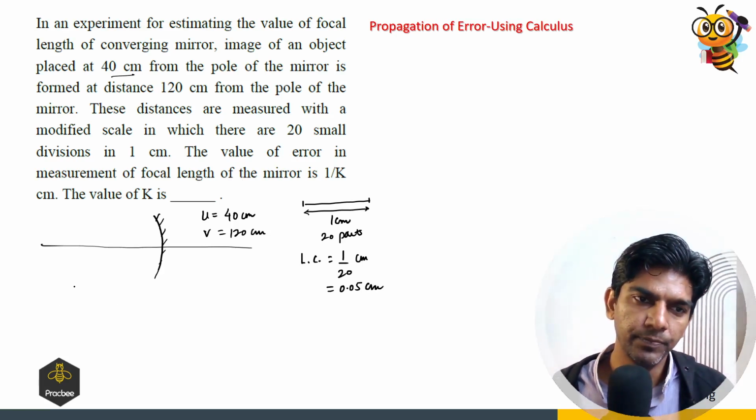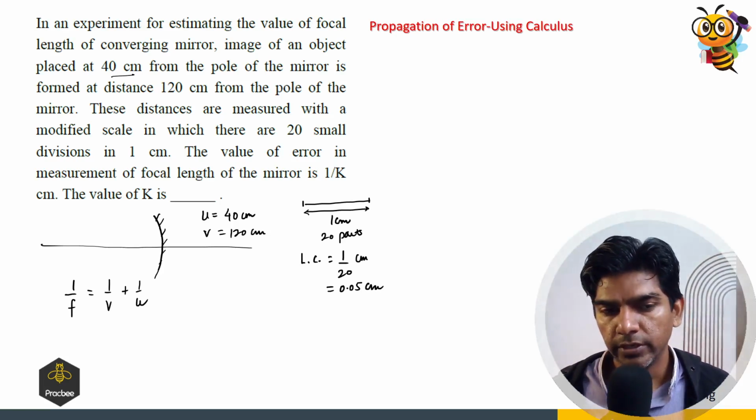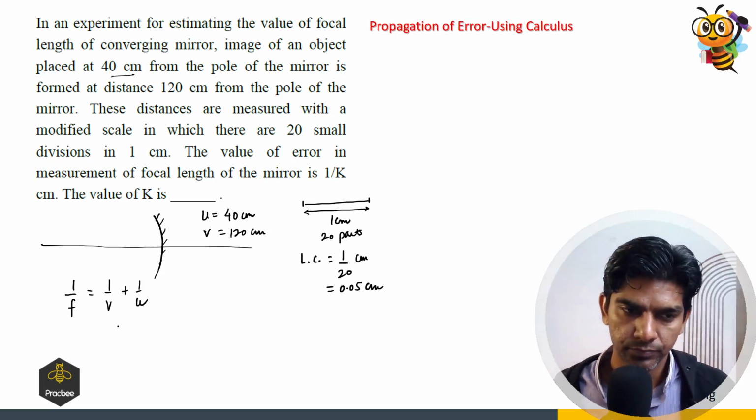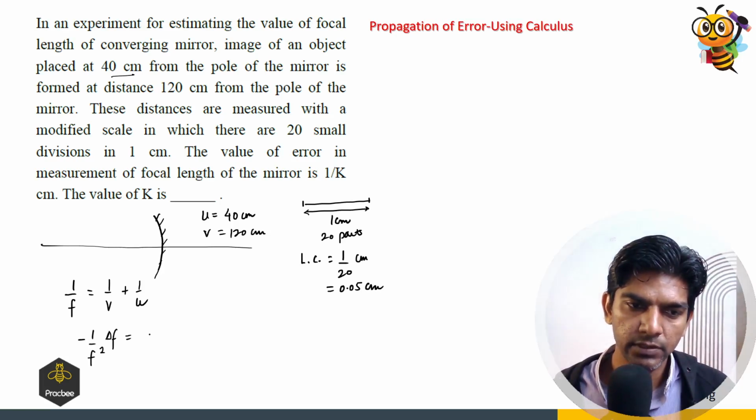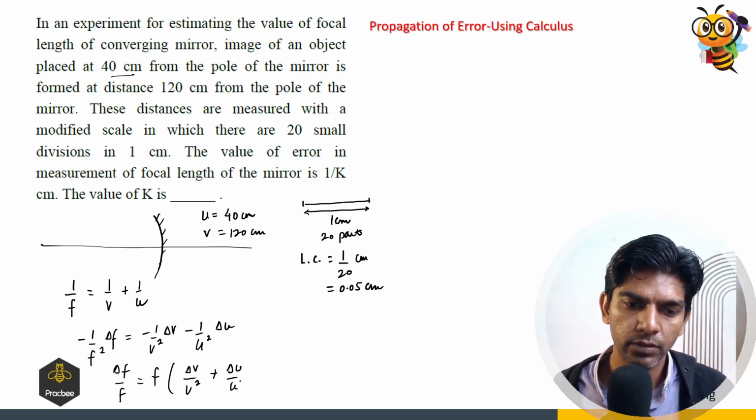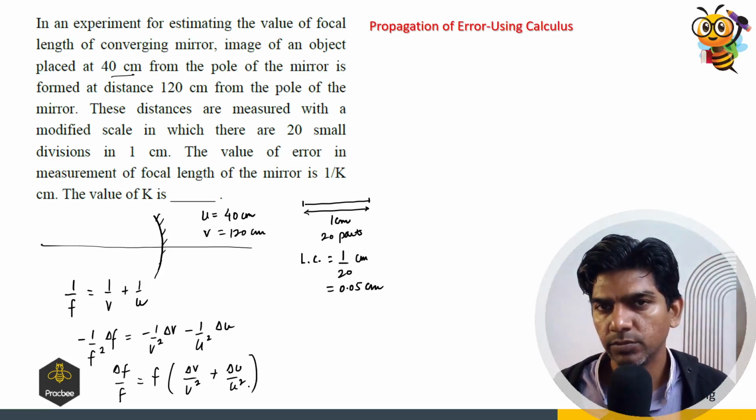Now let us see the formula. So we know that in case of a mirror, 1 by f is given as 1 by v plus 1 by u, right? So what I'm going to do here, I will differentiate both sides. So this can be written as minus 1 by f square times delta f is equals to minus 1 by v square times delta v minus 1 by u square times delta u, or I can write delta f by f is equals to f times delta v upon v square plus delta u upon u square. Again, we have to take both the terms to be positive because we want to find the maximum error in the measurement of focal length.